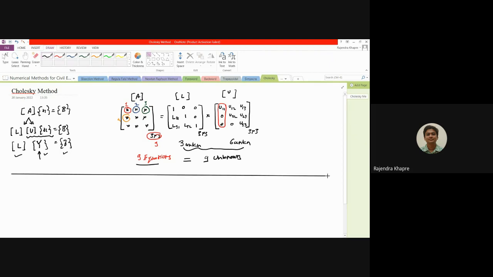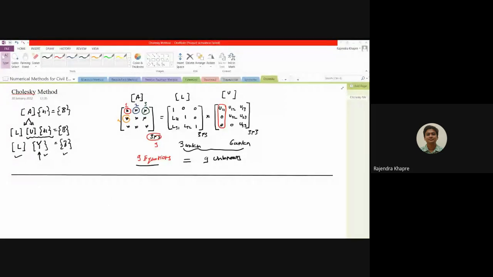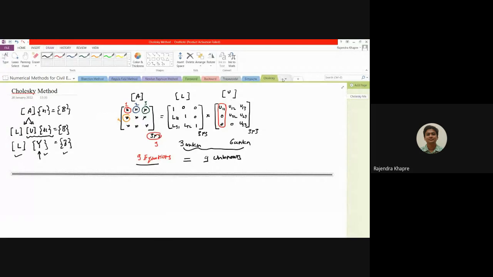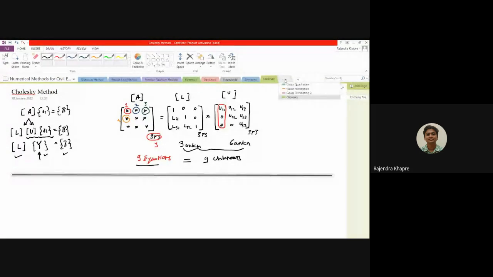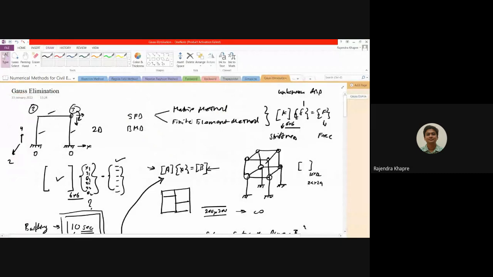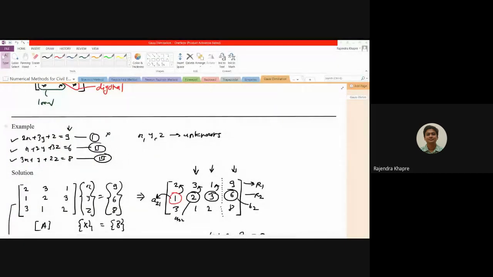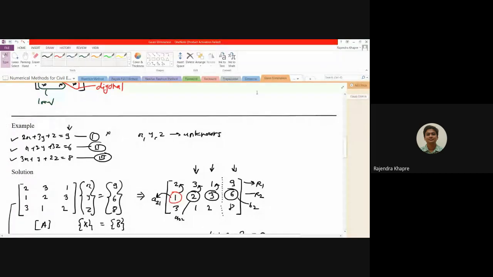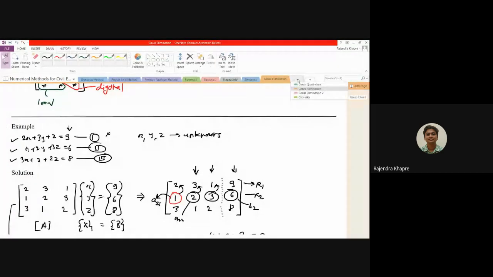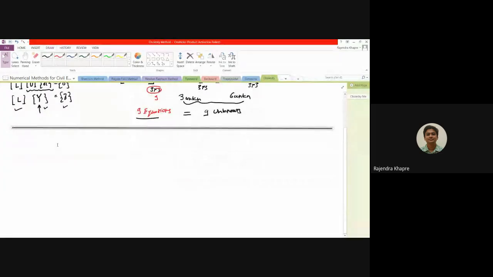I am going to take a 3 by 3 matrix only, and first we will try to break the given matrix into two parts: the lower triangular matrix and the upper triangular matrix. We have a problem which is something like this. I think we have already taken the same problem in the Gauss elimination method. Yes, I think this is the same one, right? So let me write down Cholesky method over here.